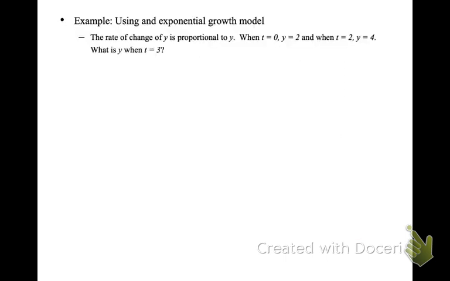Okay, using an exponential growth model, the rate of change of y is proportional to y. When t is 0, y equals 2. When t is 2, y equals 4. What is y when t equals 3?